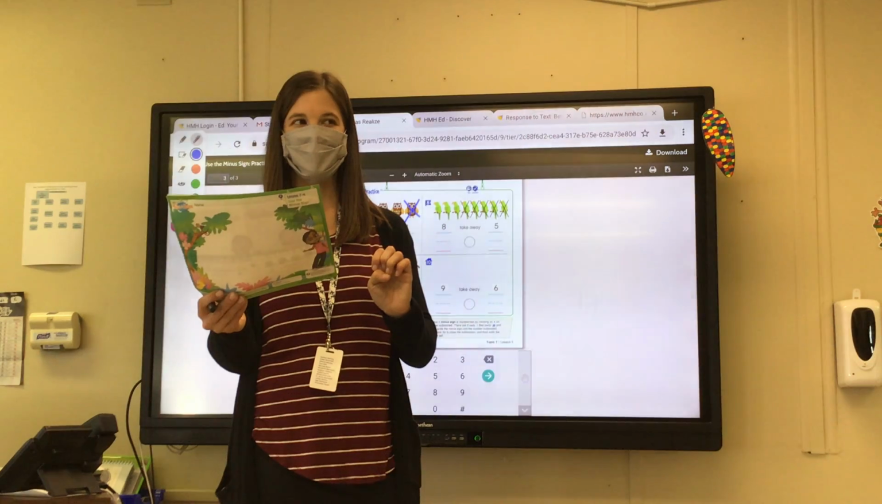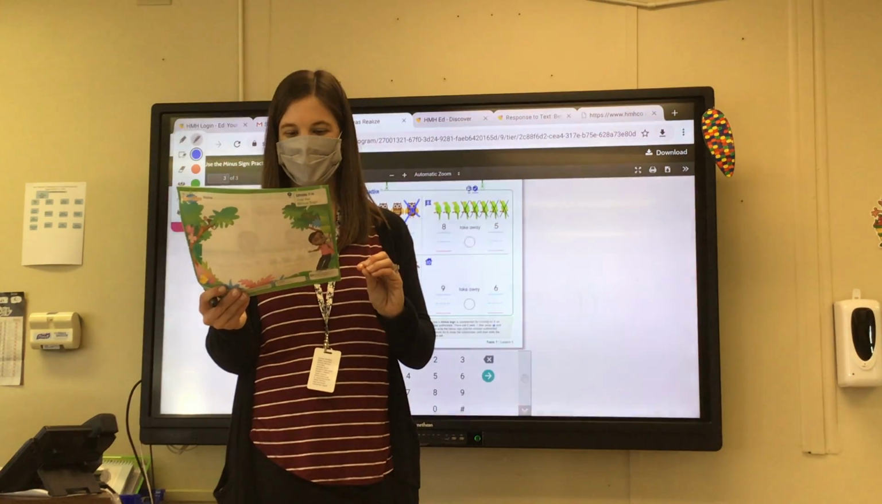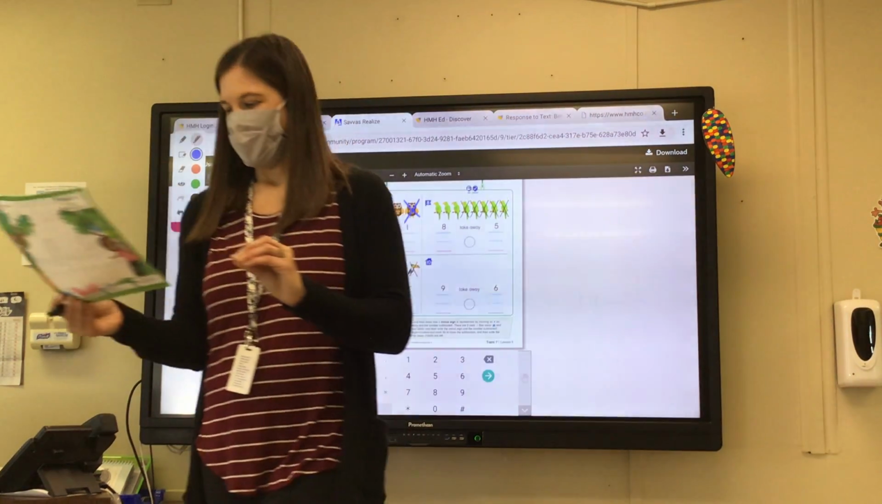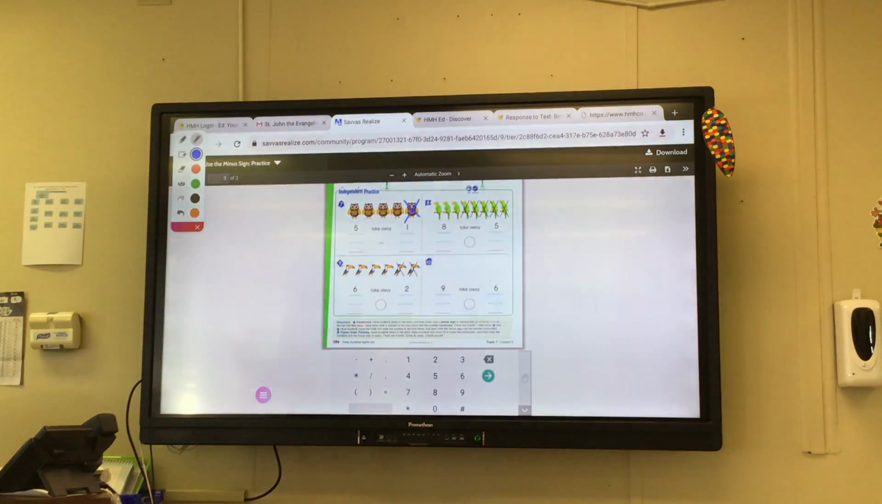How many did you take away? Write that in. Write your numbers and the minus sign to solve. Start with 9, because that's how many counters you drew. 9. How many did you take away for there to be three left?